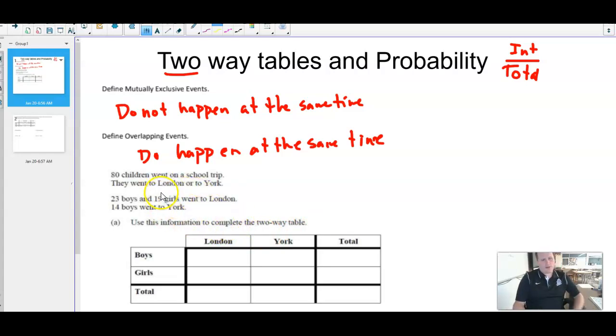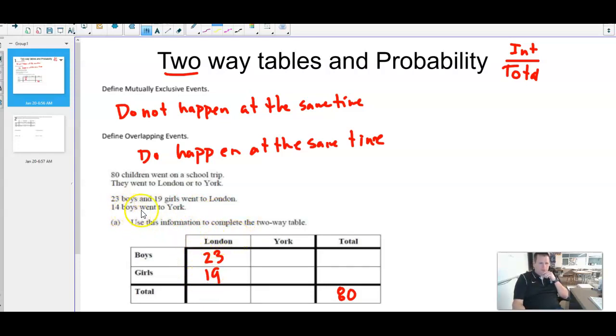All right, so we want to fill in our two-way table first. If I look at this information, I've got 80 children that went on the trip. That would be my overall total right here. And then they went to London or York. We've got 23 boys and 19 girls that went to London. So 23 boys that went to London, that would be this one because those are overlapping events, and then 19 girls that went to London, again, overlapping.